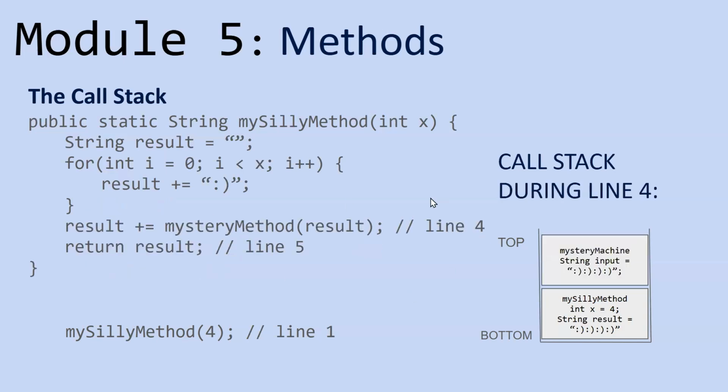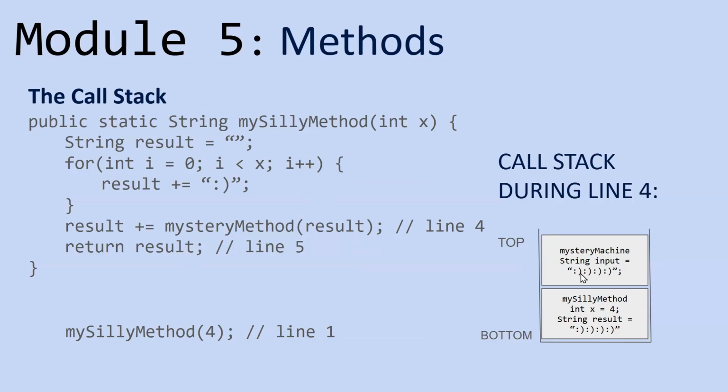All right, and then we're going to call this line 4. And so we're calling mysteryMachine with result. So basically, we'll be adding on what mysteryMachine returns to result. So it'll be 4 smiley faces, and then we'd expect 4 reverse smiley faces, right? And so we can see that during line 4, we make a new stack frame to represent the new method that we just called. And of course we called it with the string result. So that's 4 smiley faces.